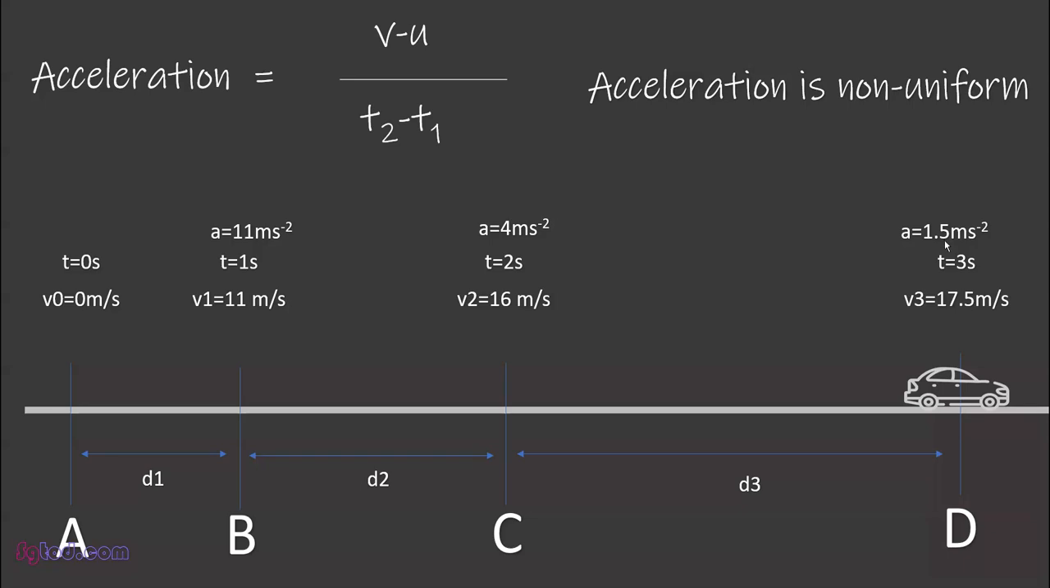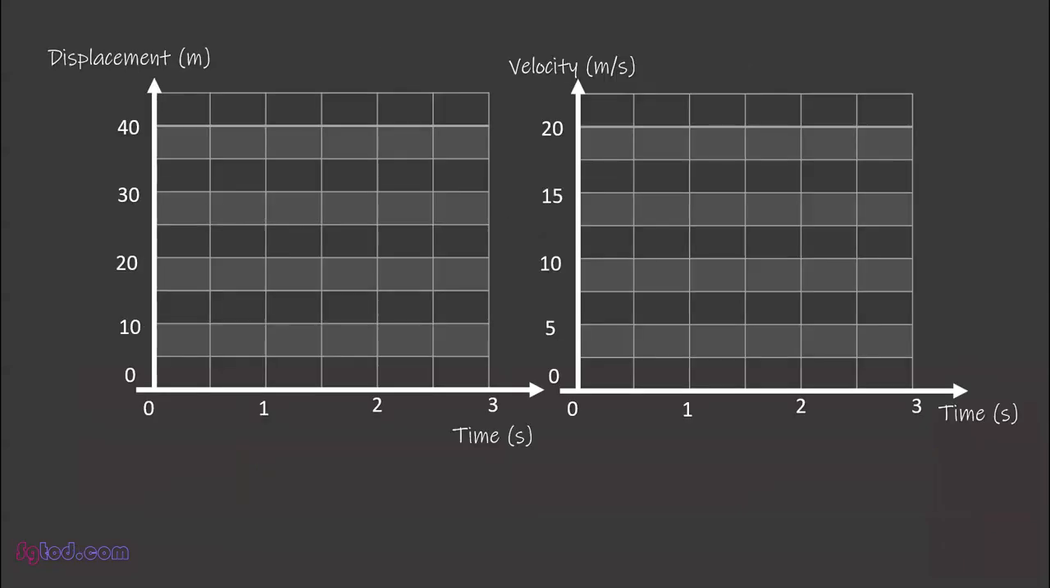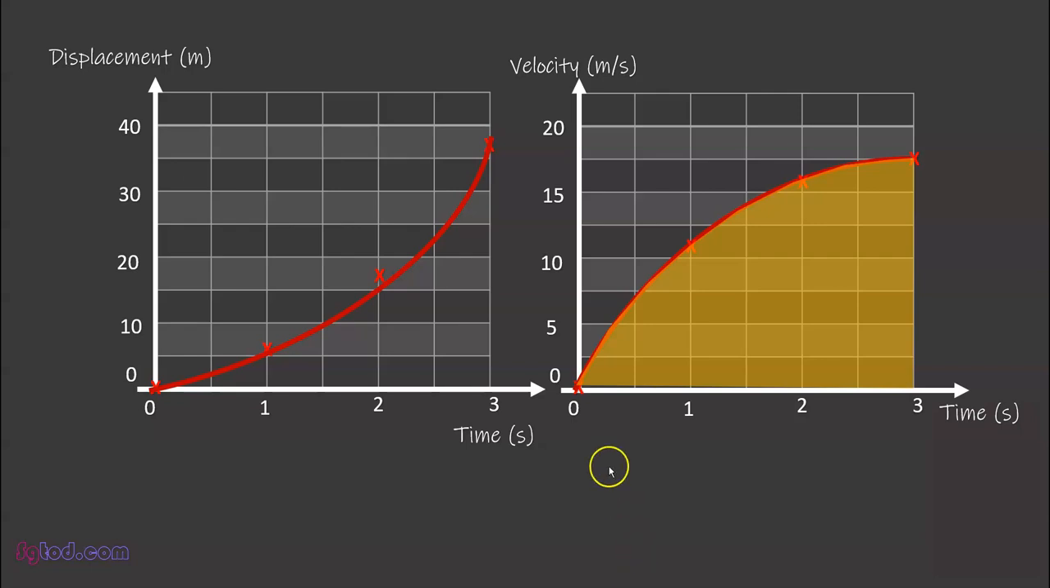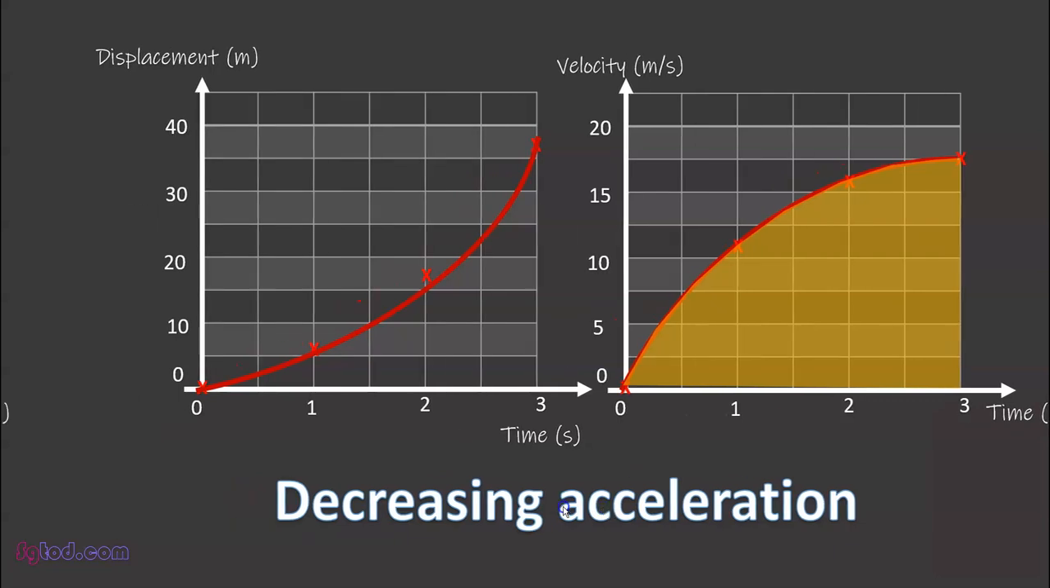This means the car is traveling at increasing velocity but at a decreasing rate, so its acceleration is non-uniform and decreasing. If we plot the velocities on the graph, we will get a convex curve for its velocity time graph as shown. And by computing the area under the velocity time graph, as shown in previous examples, we will get the displacement time graph.